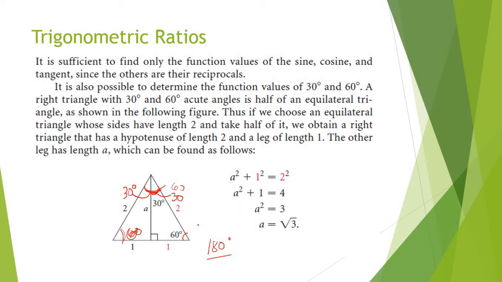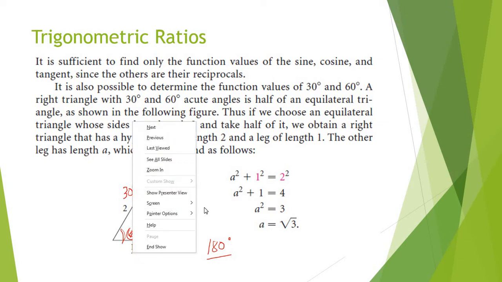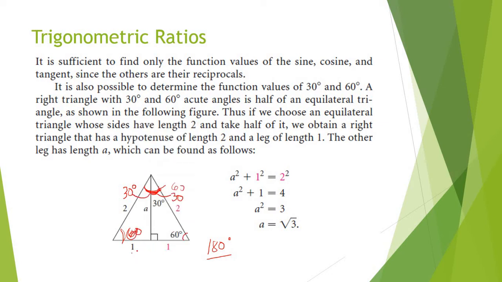So if that is the case, the equilateral triangle has sides of 2, 2, and 2, and here we have 1. Since they're all the same sides, the total length here is equivalent to 2, and the total length here is 2, and here is 2. If we're going to divide it in the middle, the 2 will be divided into 1 by 1. So your sides here will become 1 and your hypotenuse here will become 2.